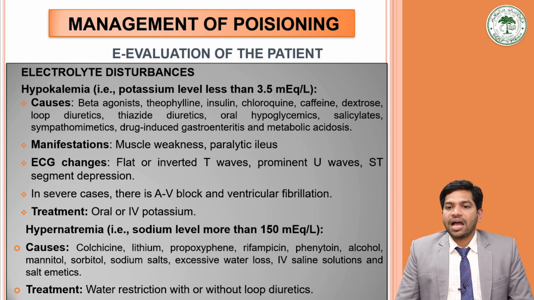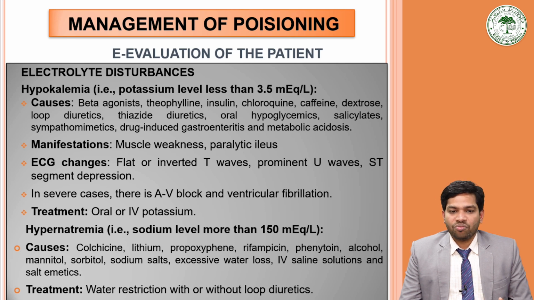The causes for hypokalemia include beta agonists, theophylline, insulin, chloroquine, caffeine, dextrose, loop diuretics, thiazide diuretics, oral hypoglycemics, salicylates, and various other drugs. The manifestations in case of hypokalemia are muscle weakness and paralytic ileus. On ECG, there will be flat or inverted T waves with prominent U waves and ST segment depression. In severe cases, there is AV block and ventricular fibrillation. The management for hypokalemia includes oral or IV potassium infusion.